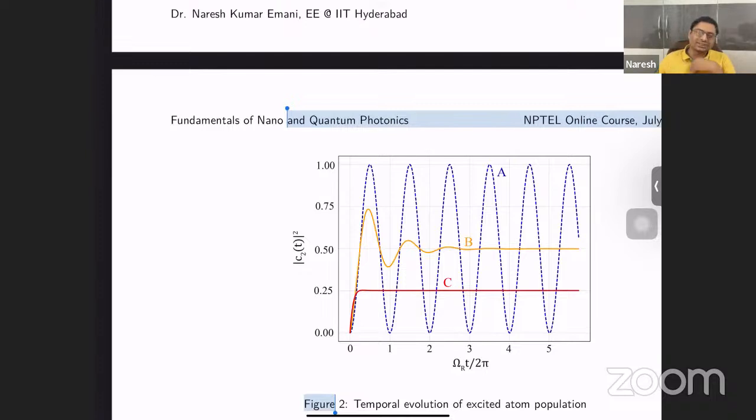Now, the third situation is they're completely lost, very easily. So you'll never have this oscillation. You just have, at some point, some equilibrium density of atoms in the excited state and something in the ground state. That can happen. Those are the three situations that can happen.